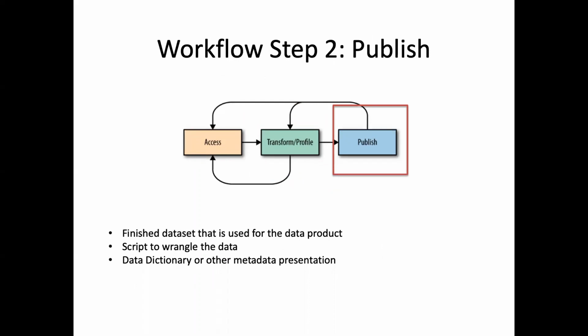Now, at the end of your workflow, you get to the publish stage. This is where you have your data structured for the software that you intend to use. This could be a finished data set that's used for the data product, and you just plug it right in. Or it could be the script that you use to wrangle the data. This could also be a data dictionary or some other type of metadata presentation that's showing you what's going on, the finer meaning of your data set.